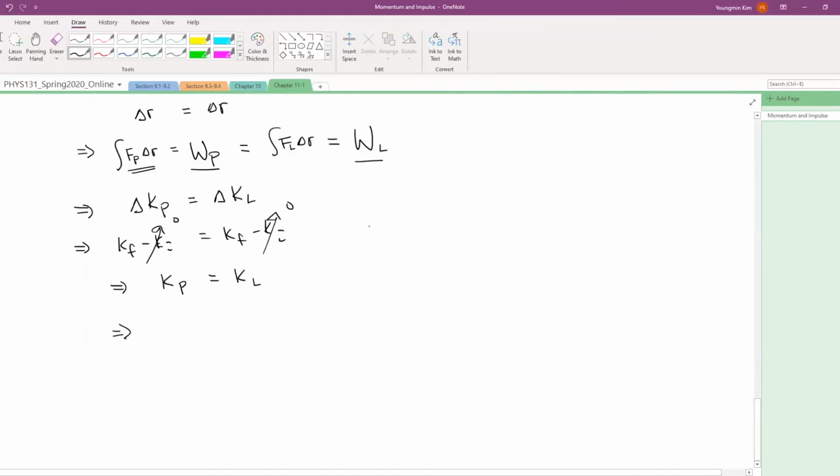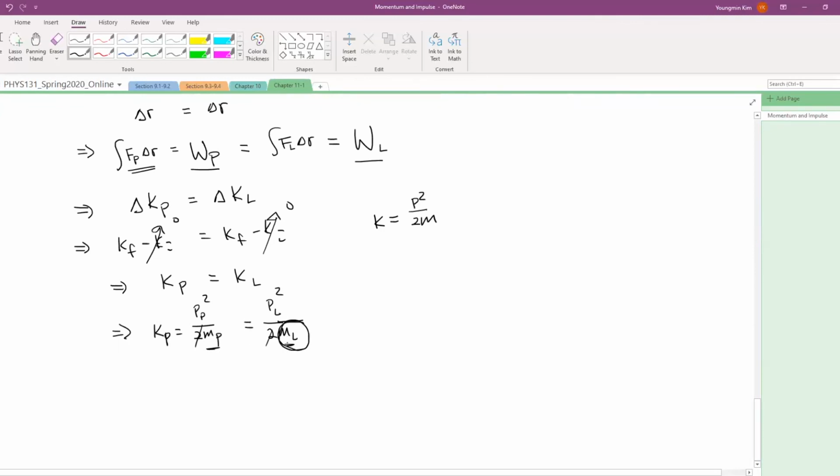Now recall that kinetic energy can be written in terms of momentum like this. So this means that K_p is equal to the momentum of the plastic cart squared over 2 times the mass of the plastic cart. That is equal to the momentum of the lead cart squared over 2 times the mass of the lead cart. Now the 1/2 is the same proportionality. Now remember, which mass is greater? It is the mass of the lead that is much greater. But the proportionality is the same.